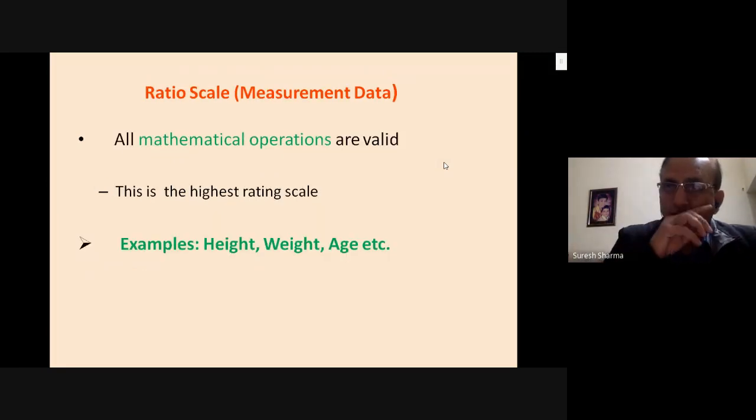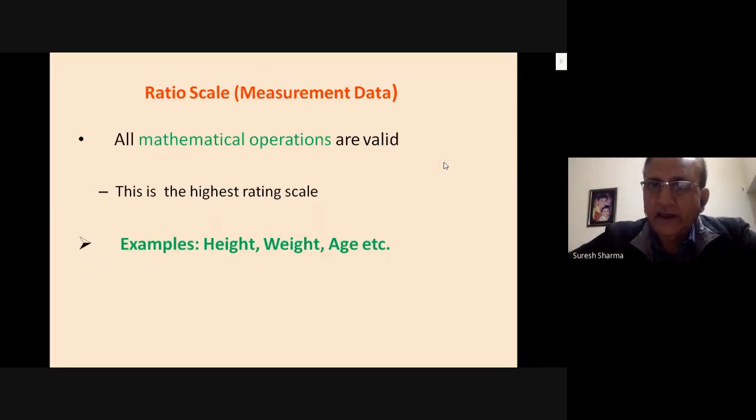To overcome all such difficulties, there is a highest rating scale, and that is called the ratio scale, where you can divide, you can multiply, all these things are possible. But the only thing you have to be very careful about is 0. If 0 appears in ratio scale, that means the quantity does not exist.